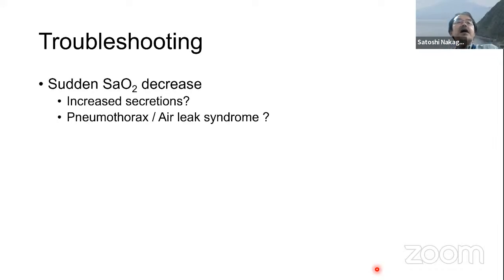Troubleshooting. We often see a sudden saturation decrease with increased secretion in the trachea or the bronchi. So in that situation, we must do intratracheal suctioning. At the same time, we must consider pneumothorax or air leak syndrome. So we usually set the threshold lower to take the chest X-ray film.